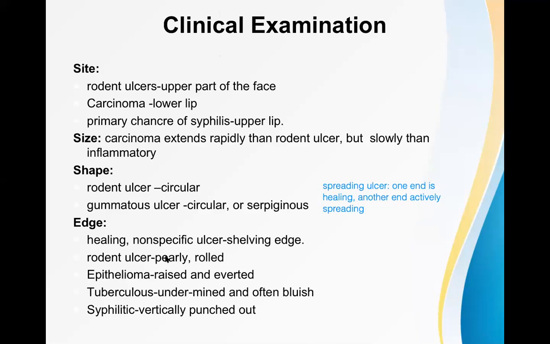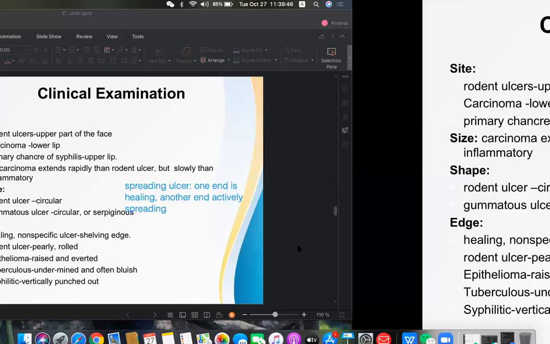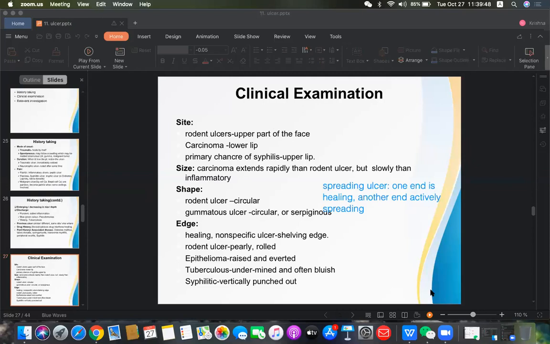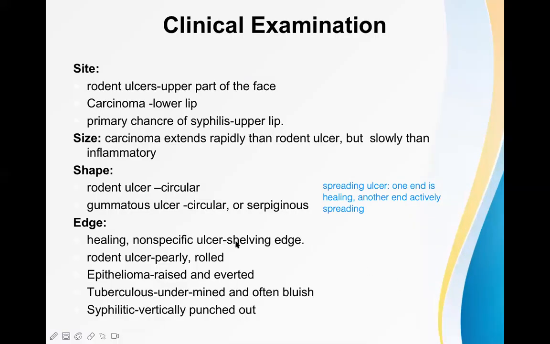Healing or non-specific ulcer has a shelving edge. Shelving edge means it's a sloping edge. Sloping edge is a healing type of ulcer. Any type of ulcer can heal; that's why it is written as a non-specific one. Rodent ulcer has a pearly or rolled edge.